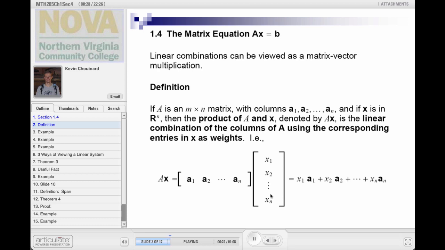If A is an m by n matrix with columns a sub 1, a sub 2, all the way through a sub n. Okay, so those a's represent columns. Keep that in mind now. And if x is a vector in the n-dimensional vector space of real numbers, then the product of matrix A and vector x, denoted by AX, is the linear combination of the columns of A using the corresponding entries in x as weights. So we'll have x1 times a1, then we'll have x2 times a2, and so on all the way through a sub n times x sub n.